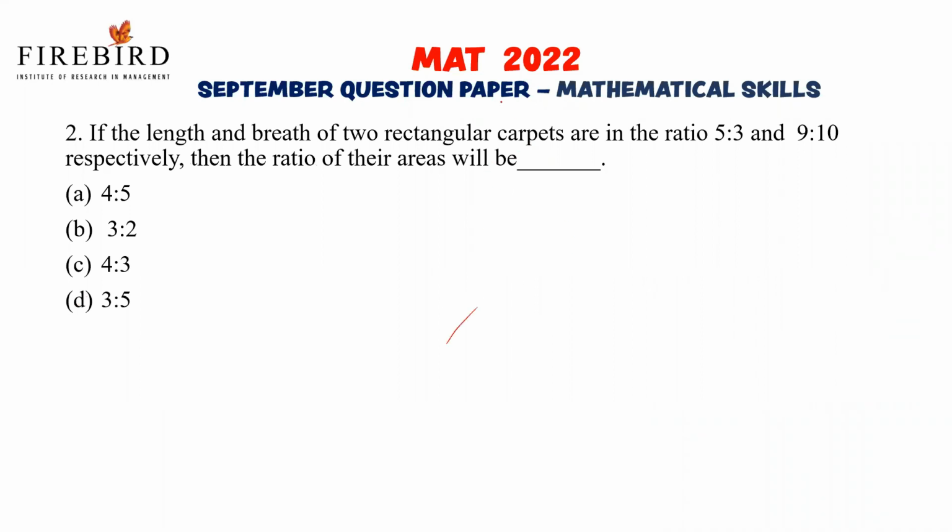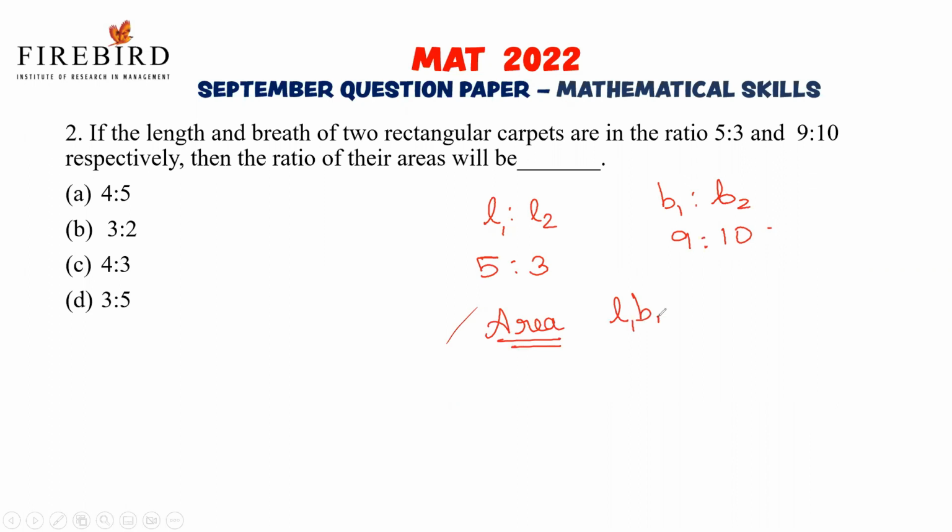Now, see here, the lengths of the two rectangular carpets, here L1 and L2, are in the ratio 5:3, and the breadths B1 and B2 are in the ratio 9:10. Find the ratio of their areas. So we know that the area of a rectangle is length into breadth. So L1 into B1 is to L2 into B2. What is L1? 5. And B1 is 9, to L2 which is 3 and B2 which is 10. So 5 nines are 45 is to 30. What is 45 is to 30? You can cancel both by the 15 table. You'll get 3 is to 2 as your answer.